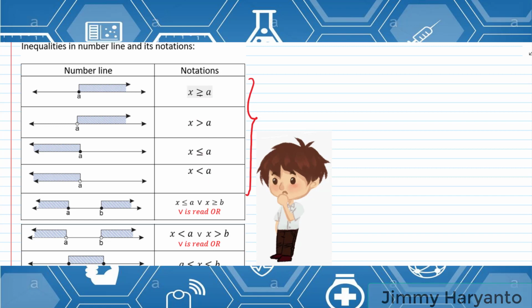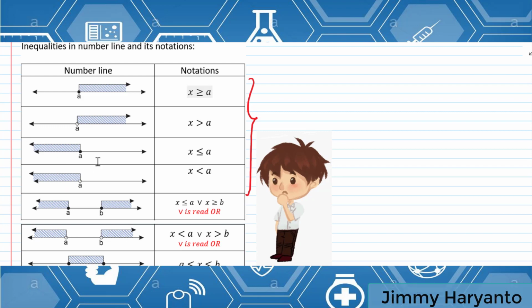What is the difference between this sign and this sign? Greater than or equal to and greater than only. The difference is this dot. The top one, the dot is colored, and the second, the dot is empty, not colored. That's the difference between equal to or not. For greater than, the shading should be to the right side. For less than, the shading will be to the left side.